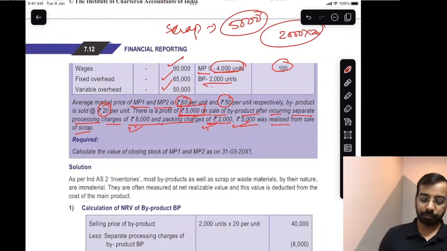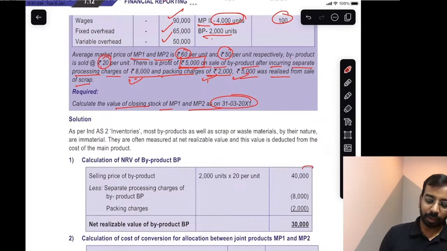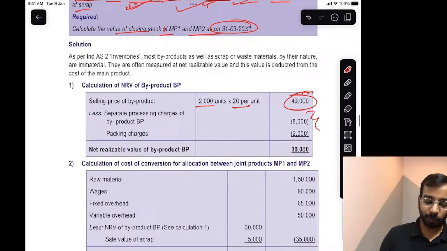Okay. Now calculate the value of closing stock MP1 and MP2 as on 31st March of year 1. Now, the selling price of byproduct is 40,000, 2,000 into 20. Separate processing charges of 8,000 and packaging charges of 2,000 is what you have incurred. So, NRV of byproduct is 30,000.